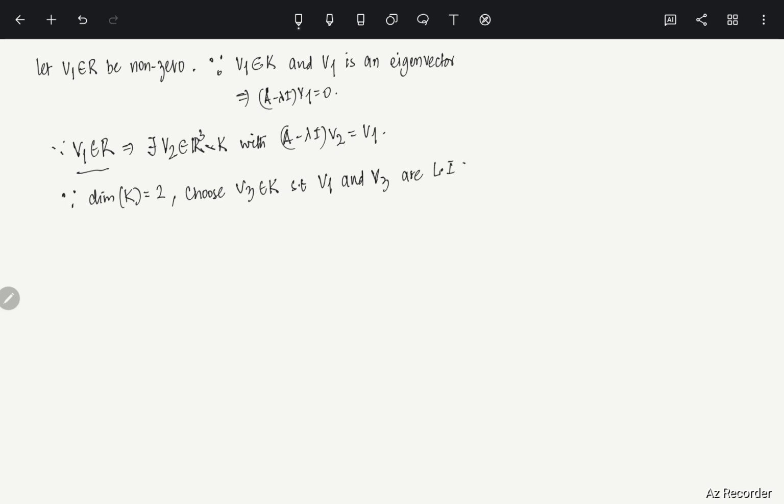Clear? V1 is in R, so V1 is in K also. Since the dimension is 2, of course I can find another element in K such that V1 and V3 are linearly independent. Now V3 is also an eigenvector.